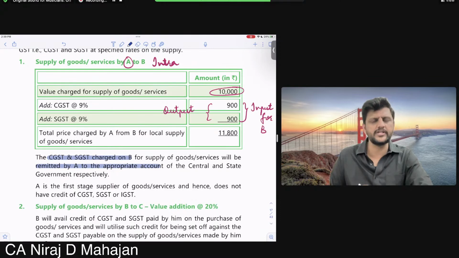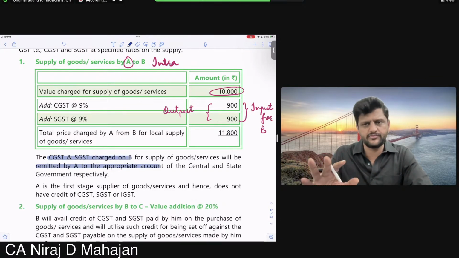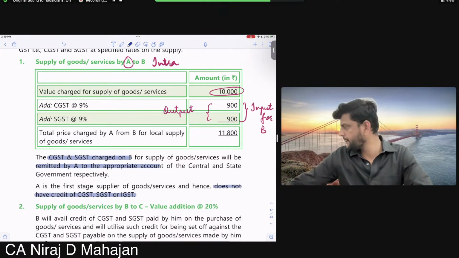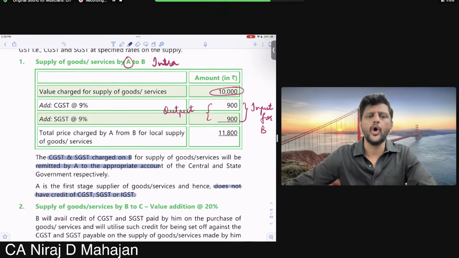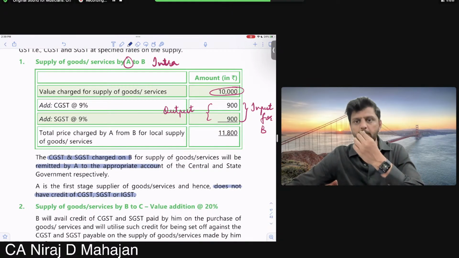A is the first stage supplier. That means he is creating that material. He has not purchased from anybody. Okay. A is the first stage supplier of goods and services and hence does not have any credits. Okay. Did he buy from anybody? No, as such. Or even if he has purchased, he is purchasing such materials on which tax is not levied. Simple. Is it okay, बच्चों?